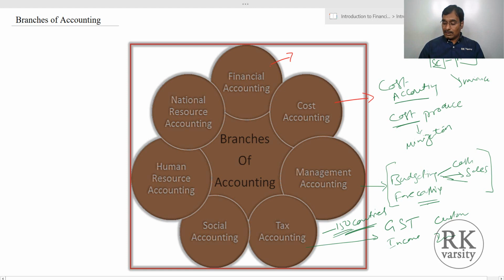Then we have social accounting, because now the organizations have become more responsible to the environment, social and governance. So social accounting has become, or is gaining, momentum in different countries.